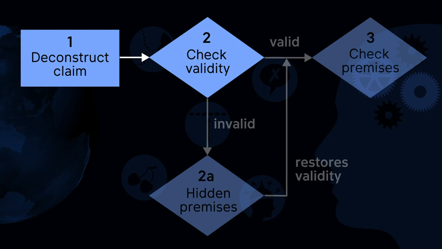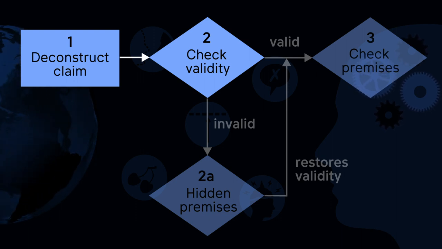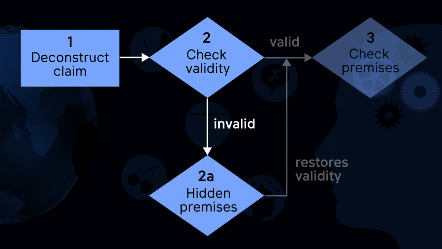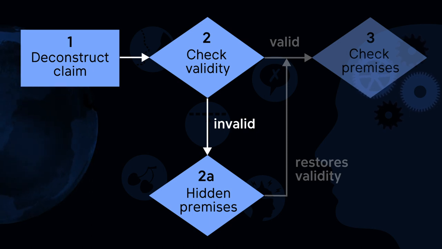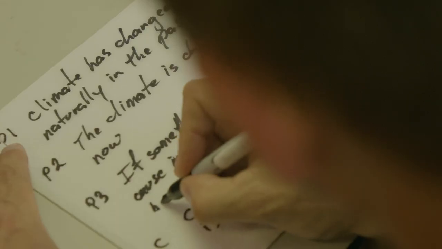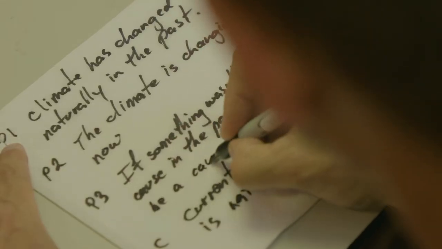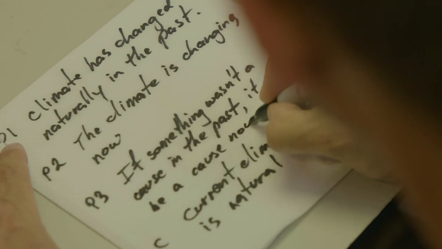If your argument is invalid, you're not done yet with step two. Before you can go to step three, you have to make the argument logically valid. And that's it? I'm just getting started. If an argument's invalid, it's often because there's a hidden assumption. In this case, a hidden third premise. If something wasn't a cause in the past, it can't be a cause now. Adding this premise makes the argument logically valid.